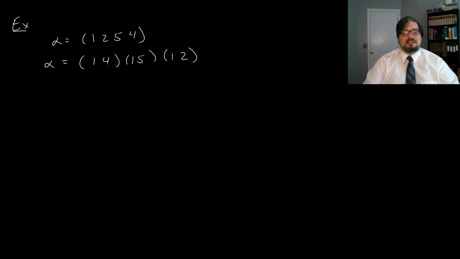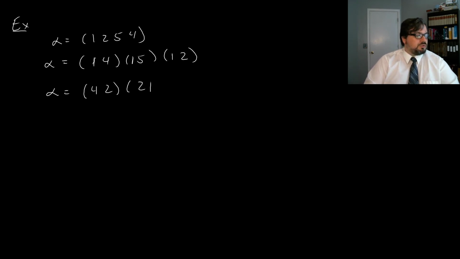We can always write a cycle in terms of transpositions by putting the first element first in all of them, and then writing the second elements sort of in reverse order from where they sat in the original cycle for alpha. But also, as it turns out, alpha is (4 2)(2 1)(2 4)(2 5)(1 5).